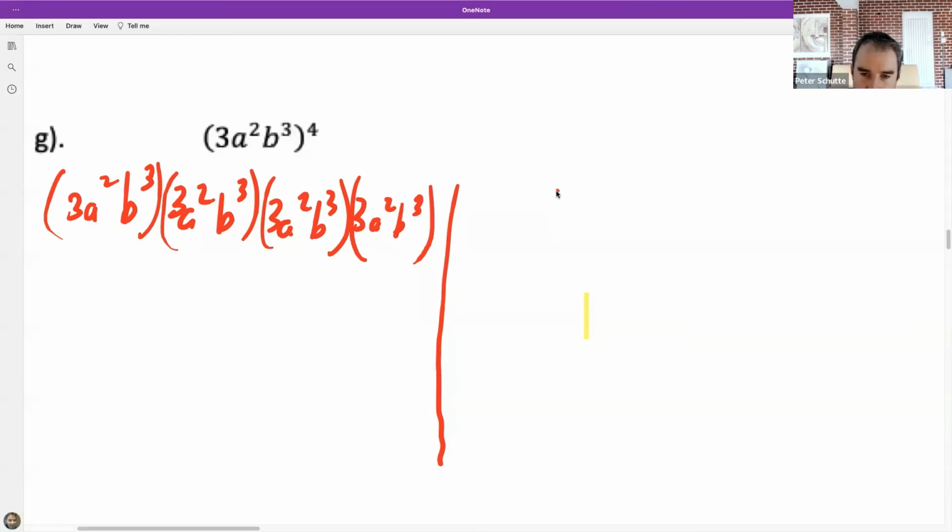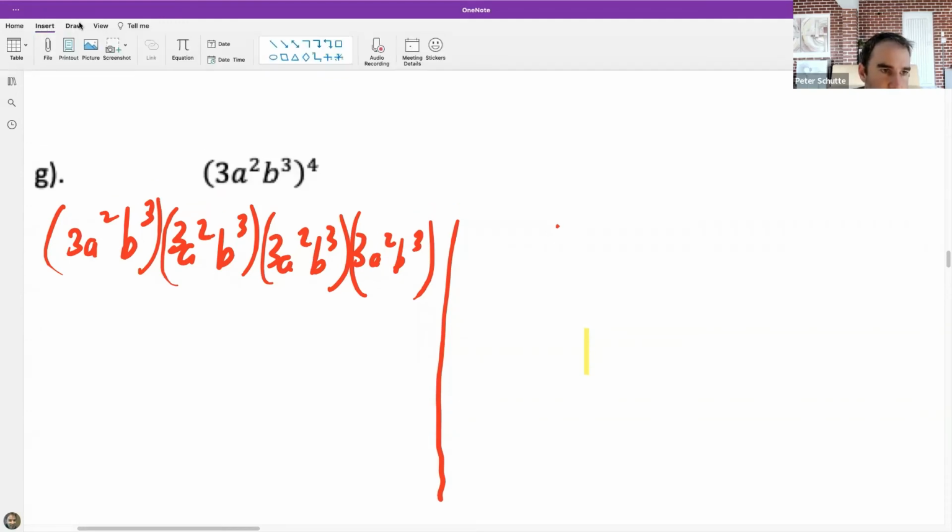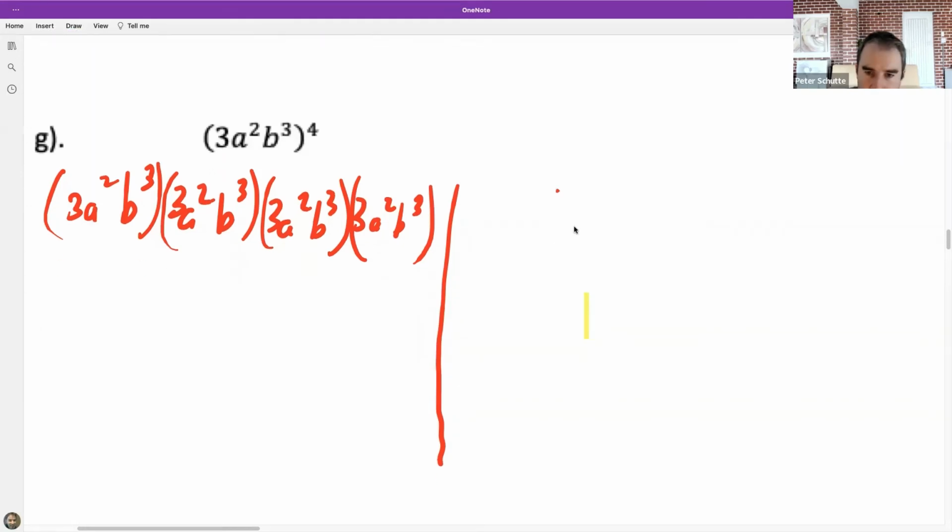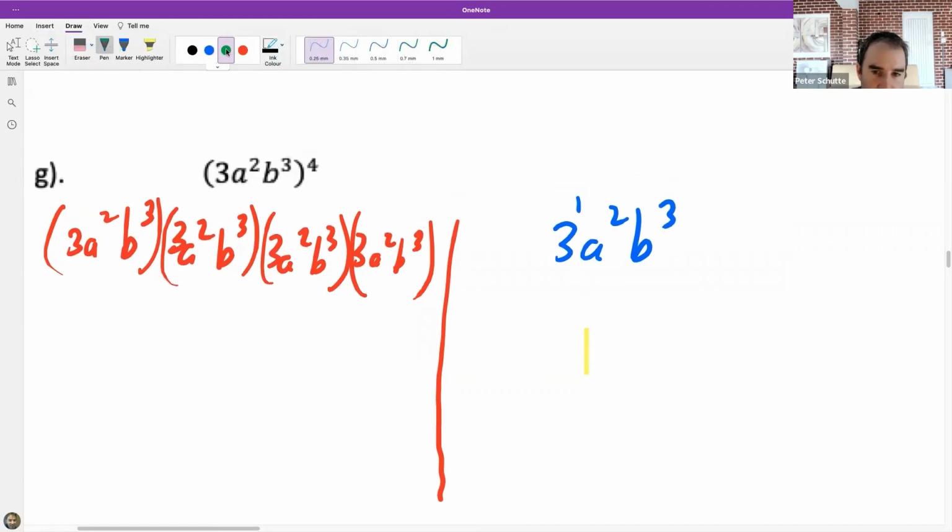So let me use a different color. If I do it like you were asking, I'm going to put the 1 in there. And then what's going to happen is I'm going to multiply that by 4, that by 4, and that by 4, which is a lot quicker. I agree. It's just a bit more high risk.